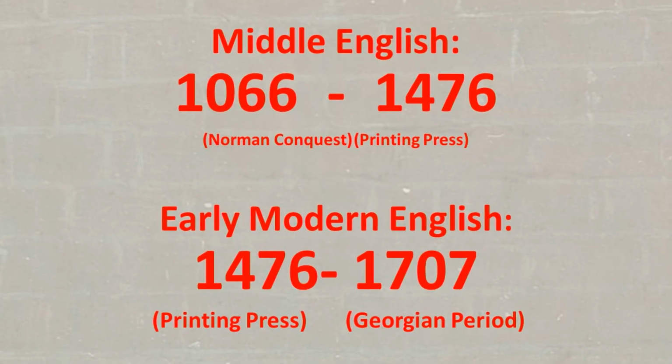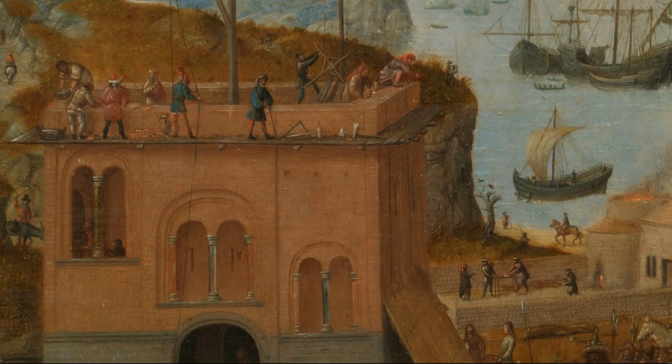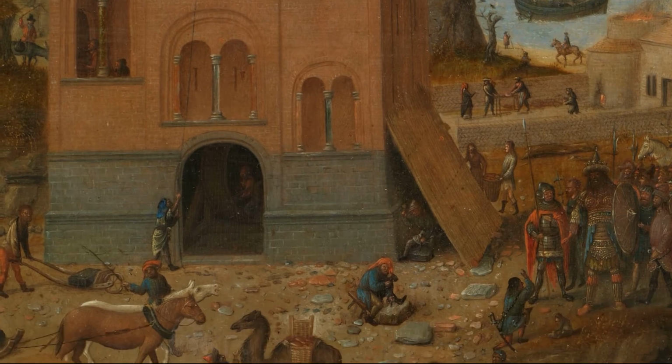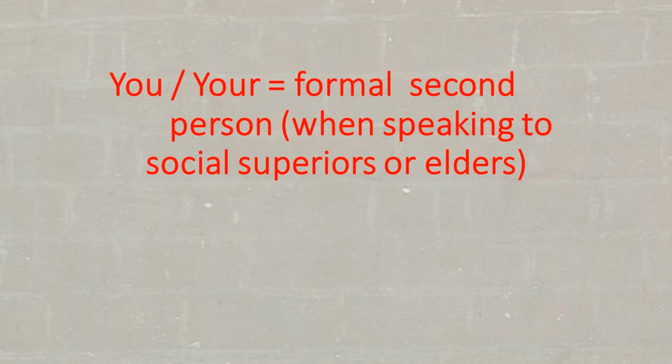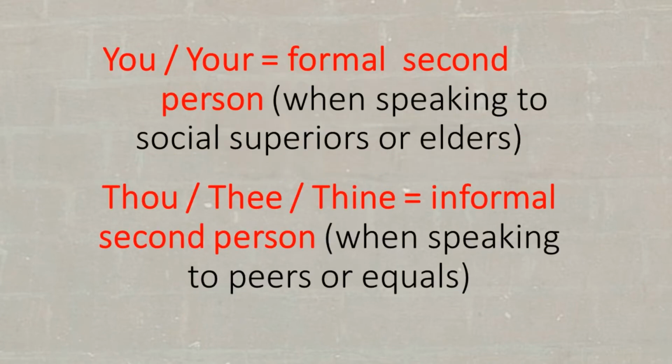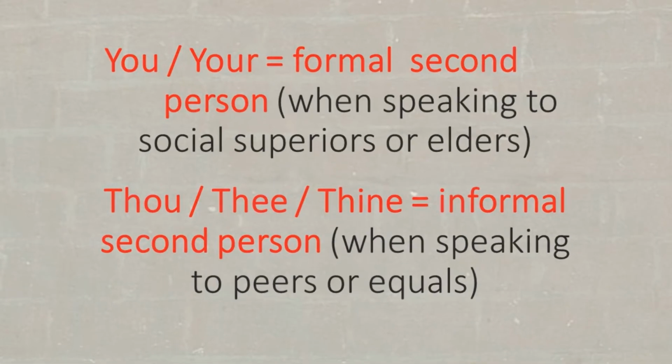Some changes in the language continued throughout the early modern period, the period from 1476 until the end of the 17th century. There are some aspects of reading Middle English texts that are familiar to us today from reading Shakespeare, for example. There is still a distinction made between the formal second person, you, your, and the informal second person, thou, thee, thine, like the German du or French tu form. Conventions for spelling were not fully standardised, and people felt at liberty to spell that word with an IE or a Y at the end.